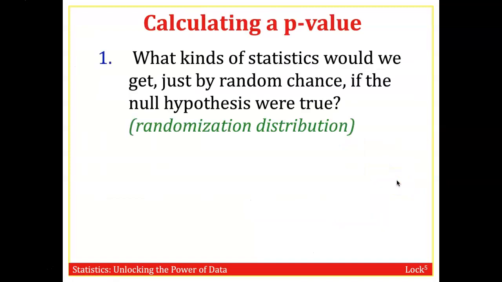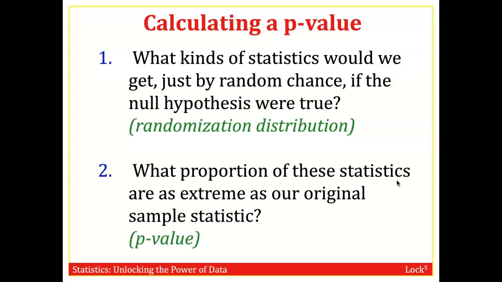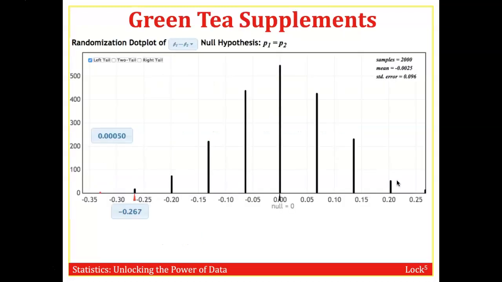All right, so calculating a p-value, first we need to generate the randomization distribution by thinking what kinds of statistics we get just due to chance if the null were true, and then we need to think about how to calculate what it means to be as extreme as our original sample. Now, last time we saw both one-sided and two-sided alternative hypotheses. The same thing's going to hold here, so we'll have to think in each case how to calculate what it means to be as or more extreme.